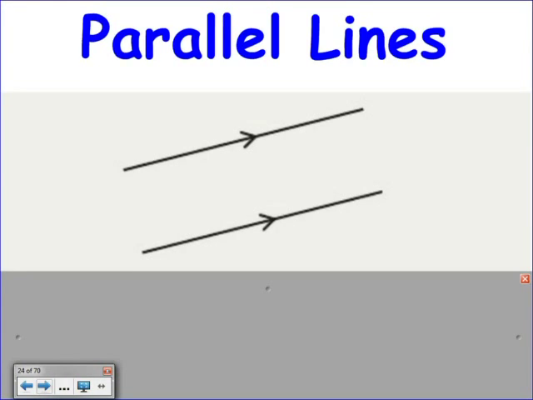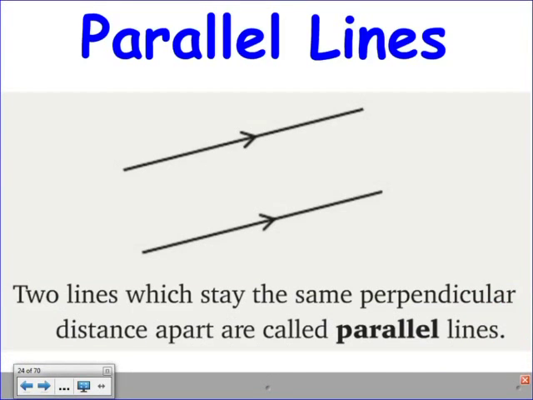What is the definition of a parallel line? Lines that never touch. Brilliant. The posh maths way of saying it is lines that have the same perpendicular distance between 2 points. It's like, what? Lines that never touch. That'll do. You won't be asked to define it. Just remember they never touch.